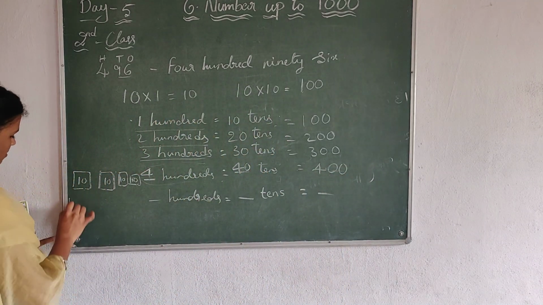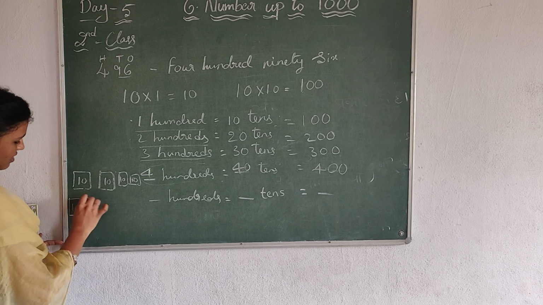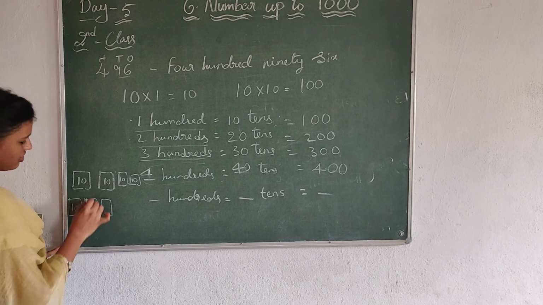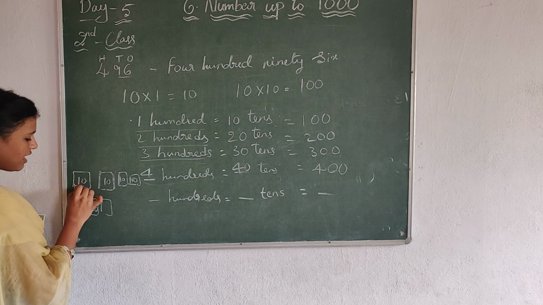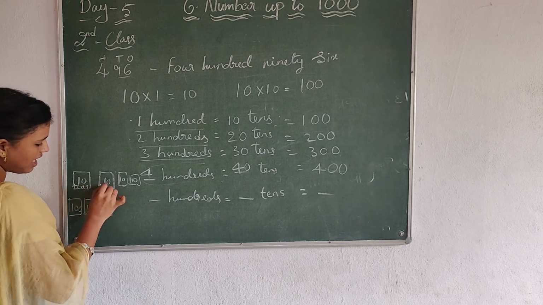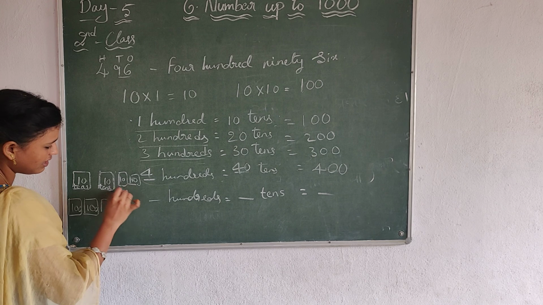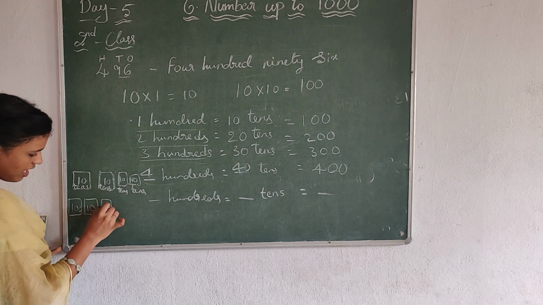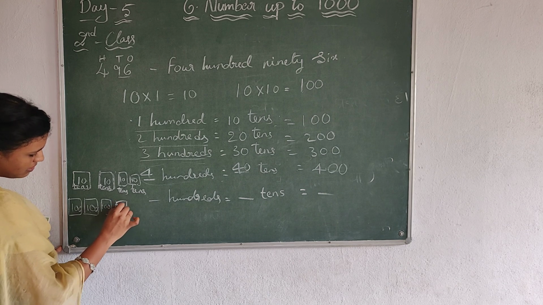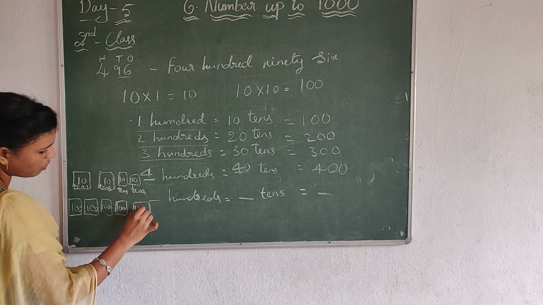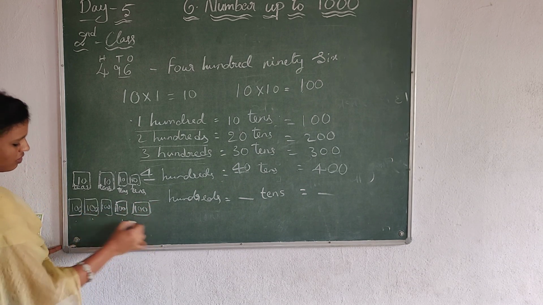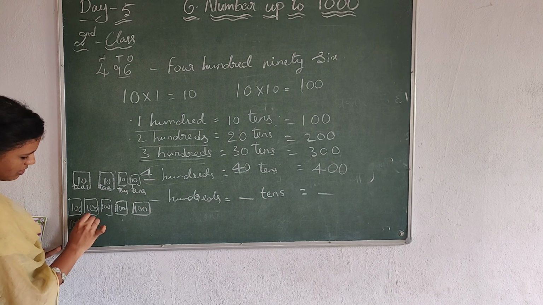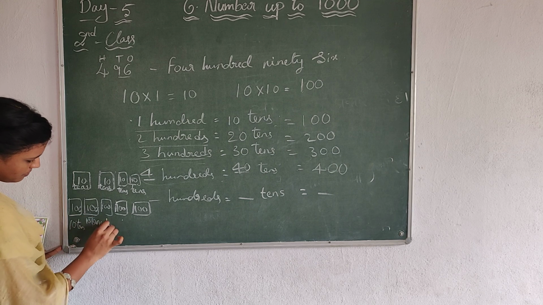See the next picture. Take the first box. This is 100 actually, but it has 10 tens. Okay, don't forget it. These are the 100 boxes. In each box has 10 tens.